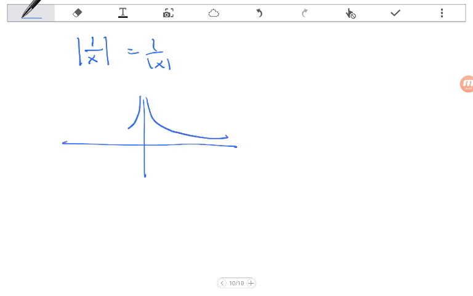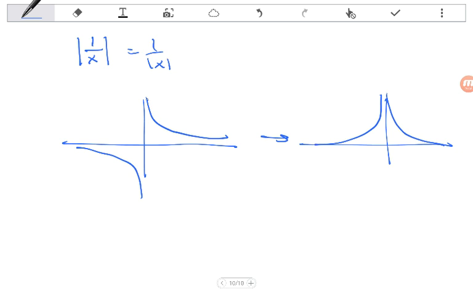This is the graph of 1 over x, like this. An absolute will just make the negative to be positive, so it will be something like this. But it will not change, it won't be slimmer or something like that, it will just be as it is, but just changing the negative to be positive. So this is the graph of 1 over absolute x.